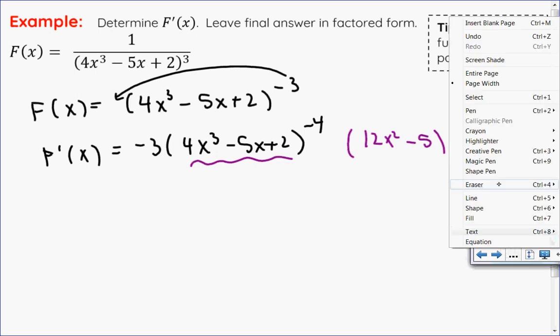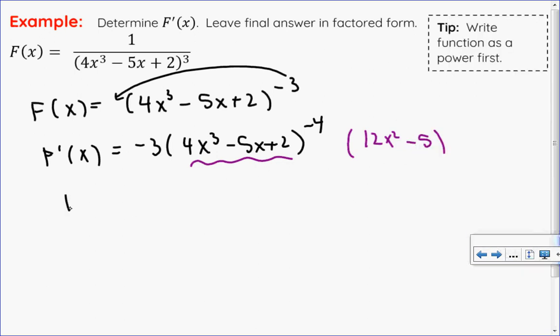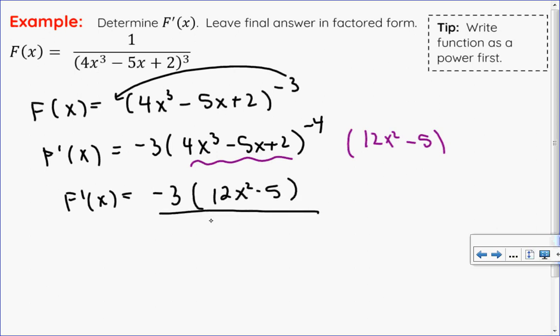So tidying this up now, I'm going to have negative 3 times, now I have 12x squared minus 5 in the numerator, and in the denominator I'm going to have 4x cubed minus 5x plus 2 to the positive 4. That will be my derivative.